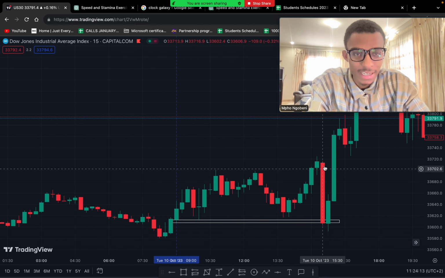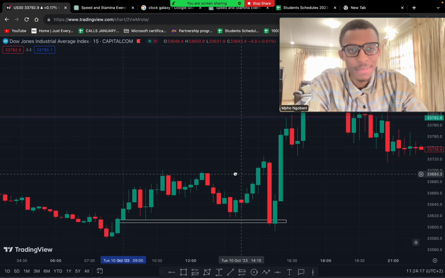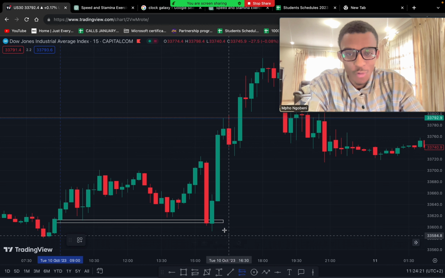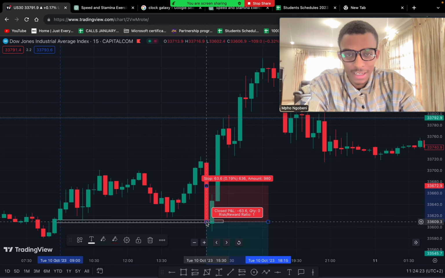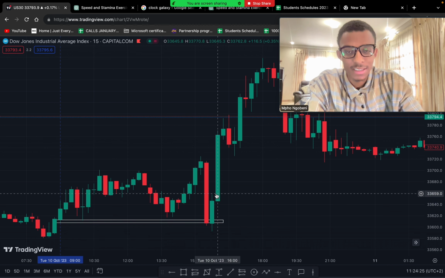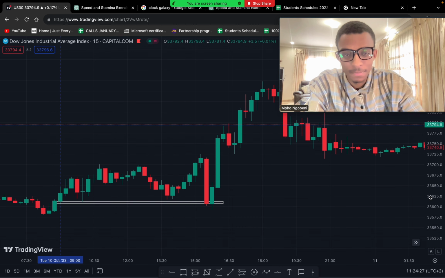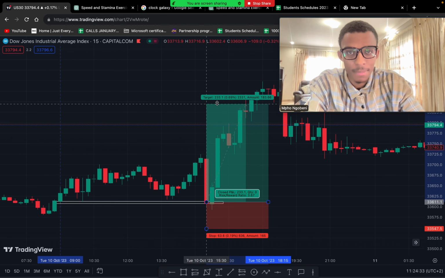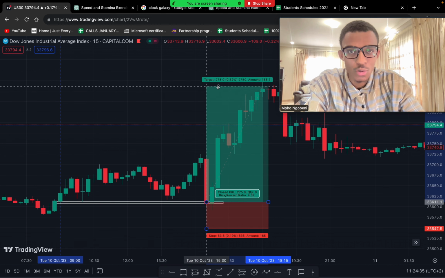As you can see, at 3:30 it immediately pushed back to that area. Once it gets to that area, you can go for buys immediately. And then we can see that the buy was a good buy that gave us close to 300 pips.